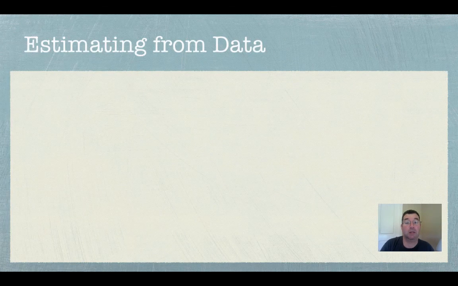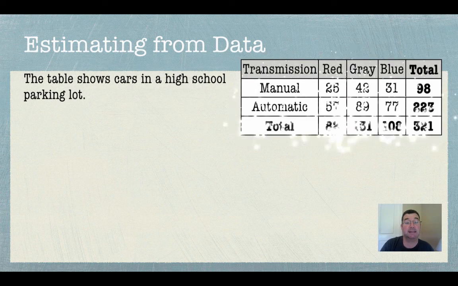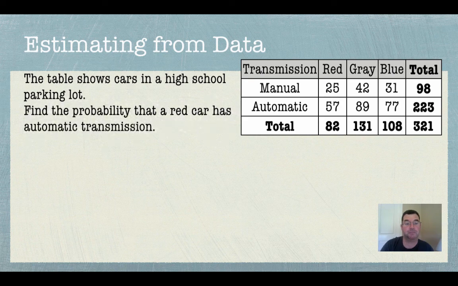All right, now we can also do this by estimating from some data that we've collected. Let's say that there's a table of cars that have been parked in a high school parking lot, and as you can see, I've broken it down in columns by the color of the car, and then I've broken it down in rows by the transmission of the car, whether it's manual or automatic, and I've totaled each column and I've totaled each row just for ease of use.